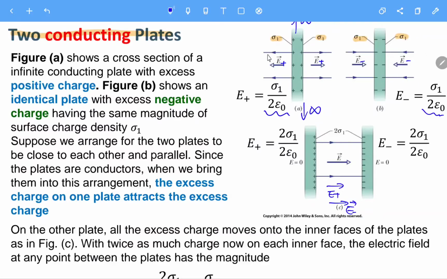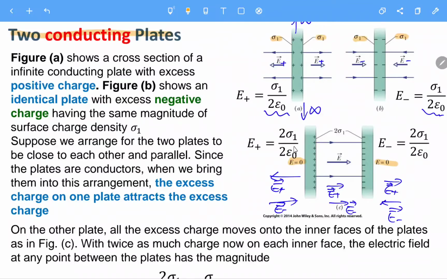But for the left-hand side, E plus points to the left and E minus points to the right, so they cancel, which means E should be 0 here. For the right side, E plus points to the right side and E minus points to the left side, so they cancel each other, which means that E equals 0 at the left side and right side. Only the E in the middle part exists, and they sum up together, which means that it should be 2 sigma 1 over 2 epsilon naught.